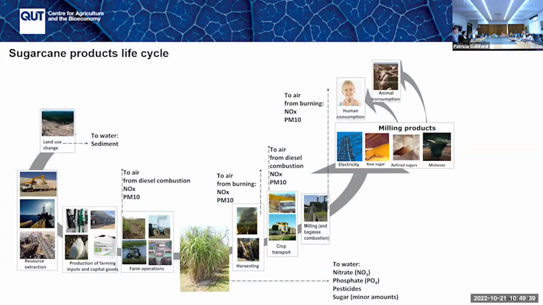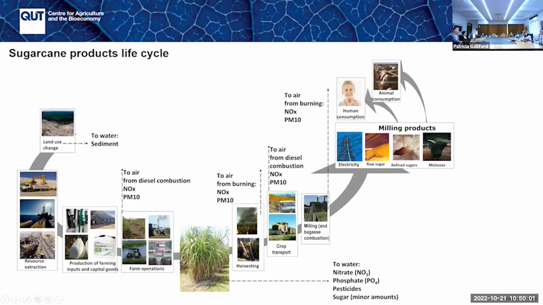And then we put lots of fuel in along the way to grow, harvest and transport, and then we break up the sugar into juice and fibre and produce a range of products which then become things that we consume in the case of sugar, but we also have byproducts, for example.